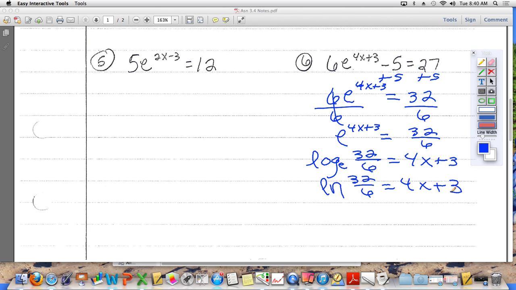Now we're at a pretty basic algebraic equation. Even though this ln makes it look more confusing, remember the ln of some value is just a number. It's going to be a crazy irrational number, but it's still a number. So the next thing we would do is subtract 3 from the right. We subtract 3 from the left. So we have the ln of 32 divided by 6 minus 3.